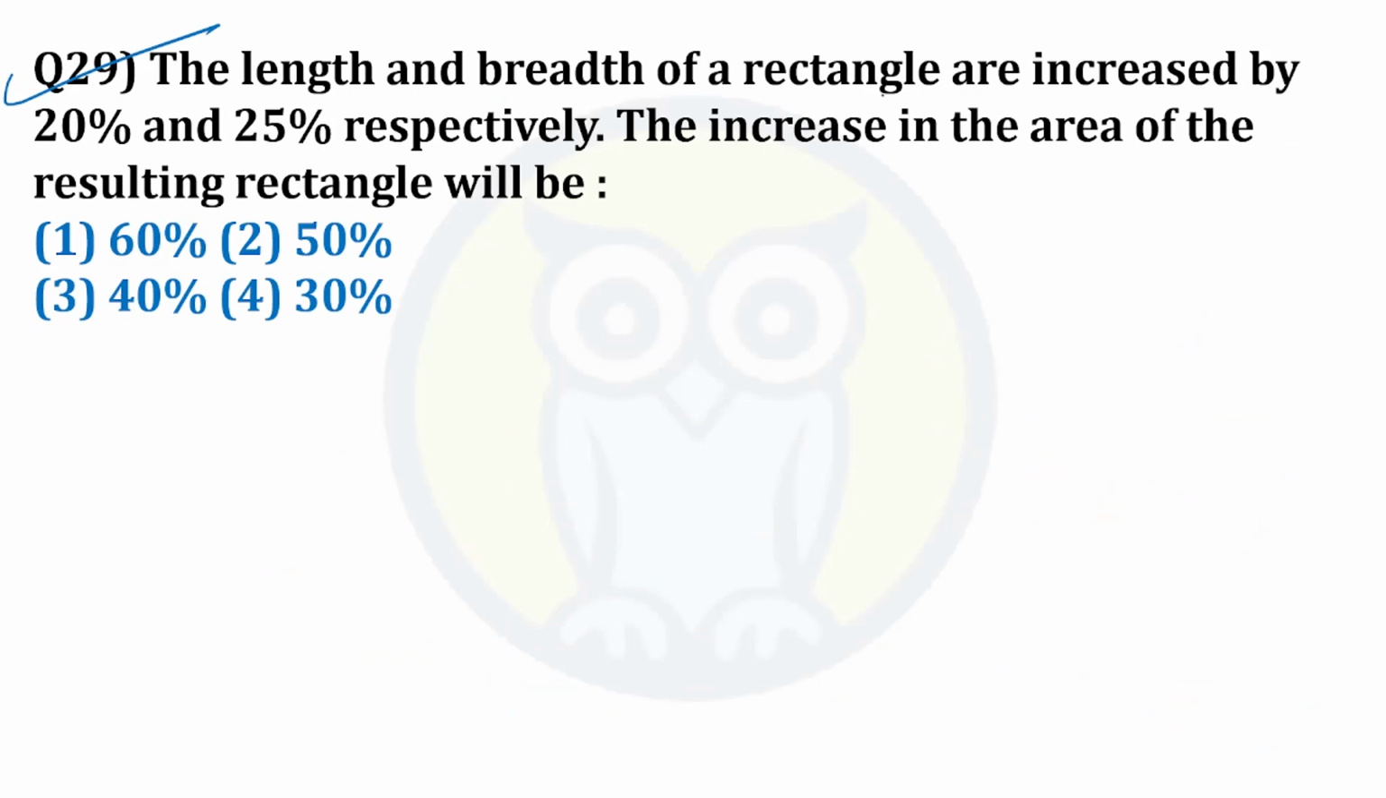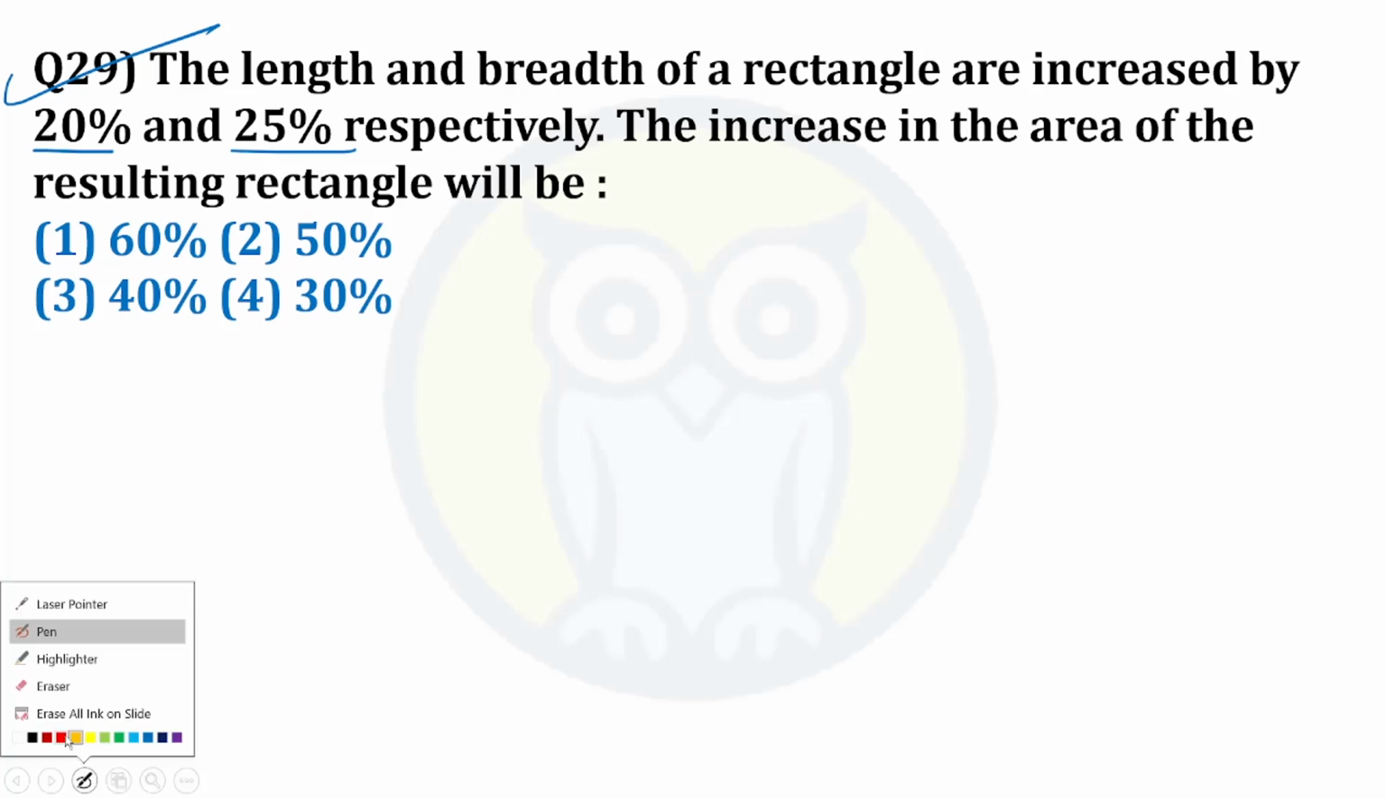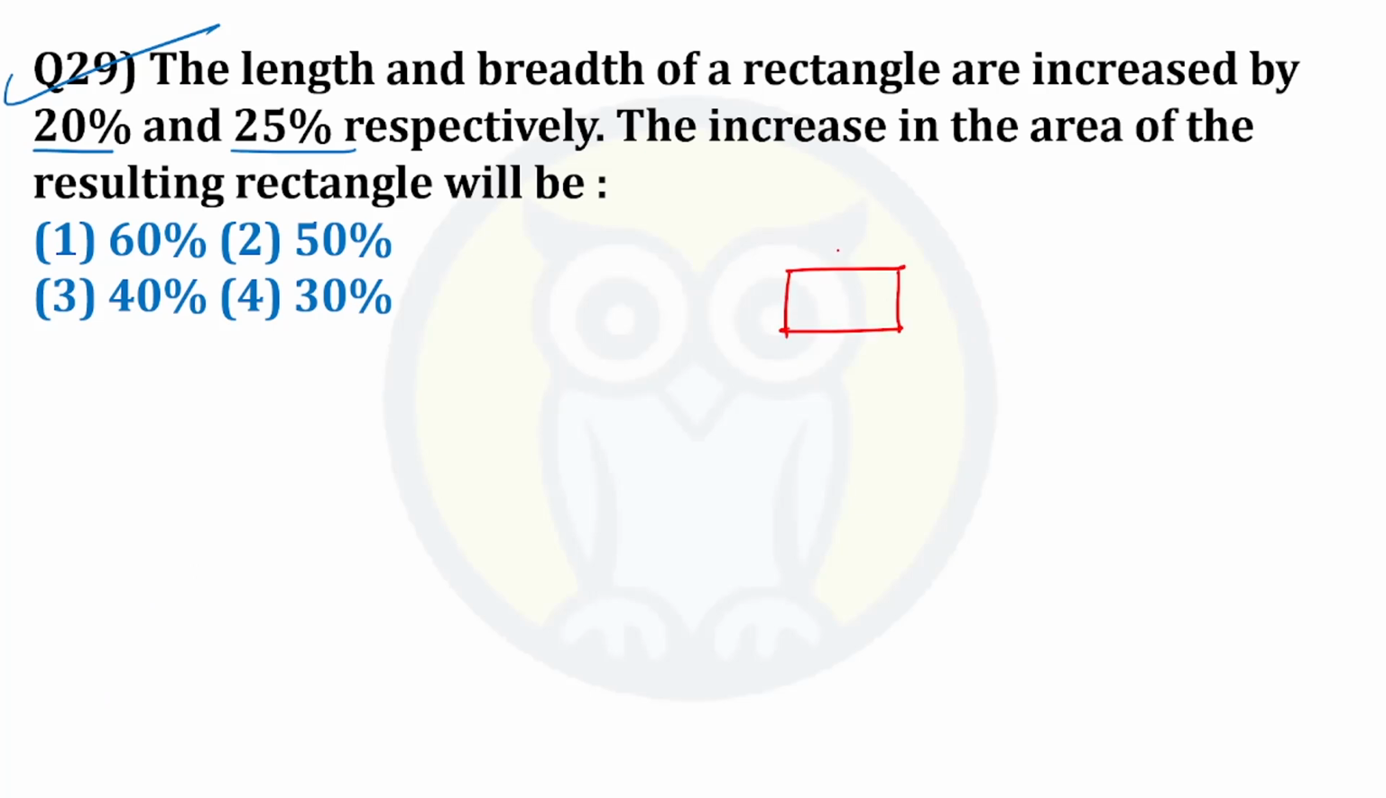Length and breadth of a rectangle is increased by 20% and 25% respectively. The increase in area of the resulting rectangle is what? Let's take a rectangle with length L and breadth B. There is also a short trick, a one liner, but first the basic method.